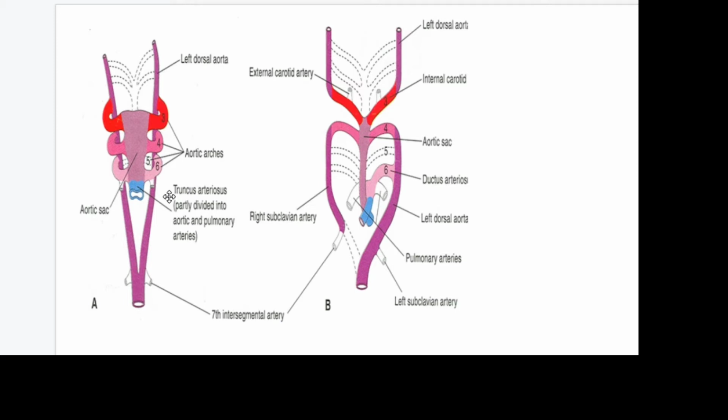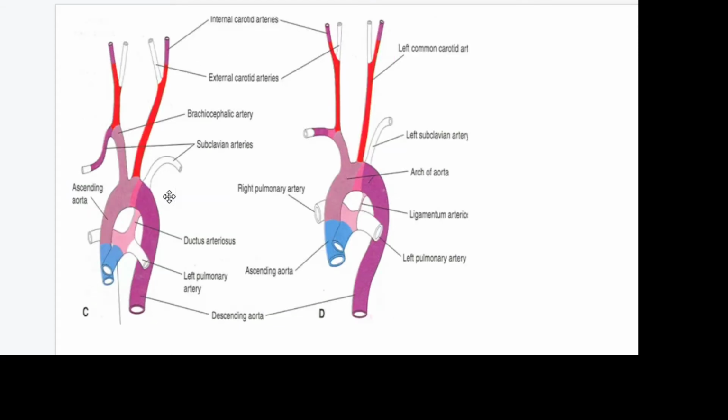But on the right side, the fourth aortic arch gives rise to the subclavian artery, and the seventh intersegment artery also contributes in the formation of the subclavian artery. This figure again shows the fourth aortic arch. It gives rise to the subclavian artery on the right side, and it gives rise to the arch of aorta on the left side.